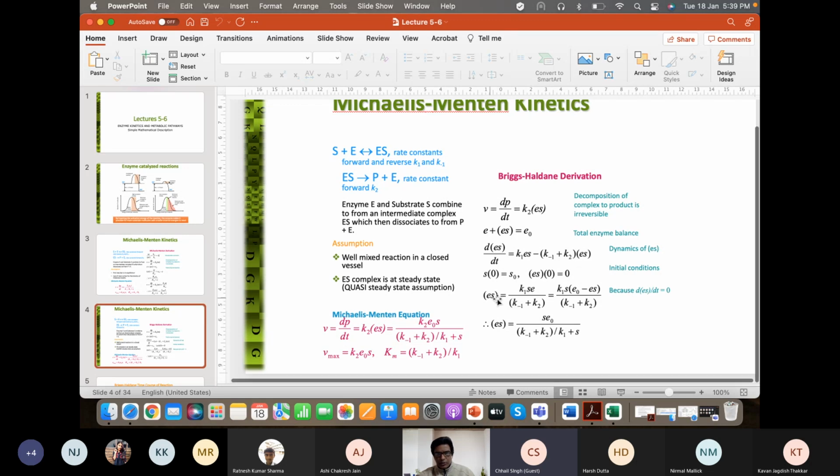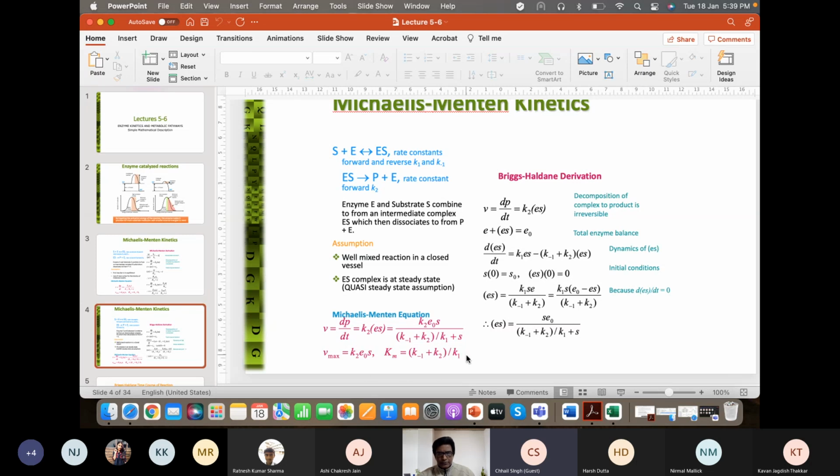Now, based on this, you could eliminate this ES, and that ES turns out to be this value. And if you use this and go back to the first equation, you will get the rate equation, which is this one. And notice now that the Km has changed, and the Km value is now K negative plus K2 divided by K1. So that is the difference that you see.